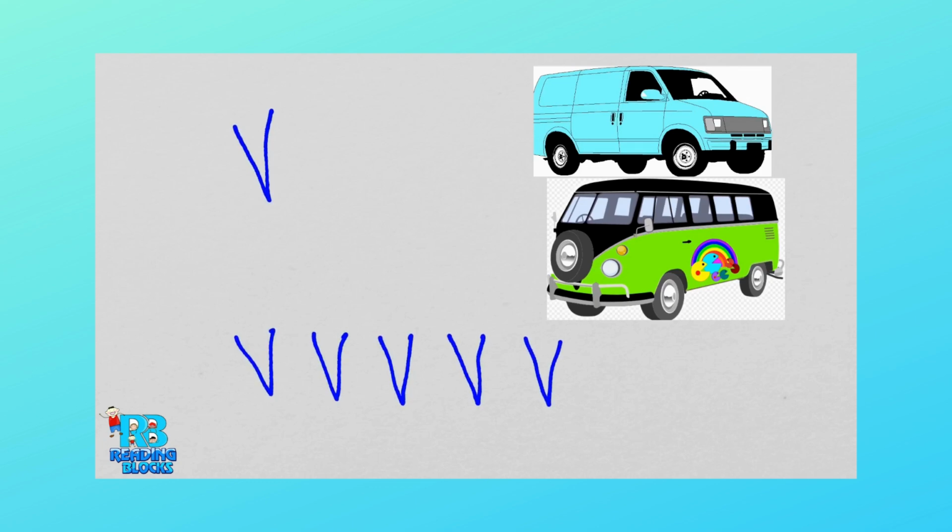Our next sound is the first sound you hear in van. Here's 2 pictures of vans. V, v. You hear that v sound? And this is how we draw that v. V for van. Let's practice that. V, V, V, V, V. Very good. So V, like in van. Good job.